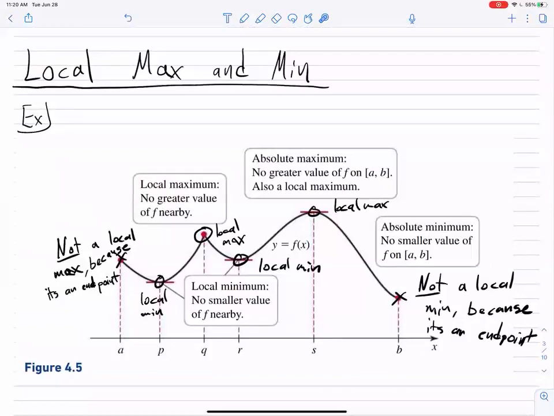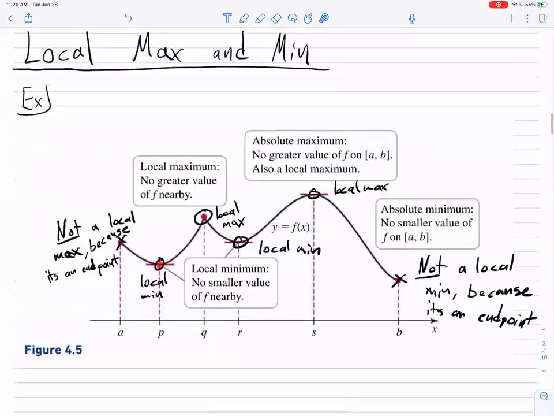The reason why we call them local is because even though he's the smallest guy around him, the bottom of his valley, there could be someone smaller, or someone even smaller. So for instance, this guy's even smaller down here. We also note that endpoints can never be local maxes and mins. When we talk about local maxes and mins, we really just mean in the middle of a function.